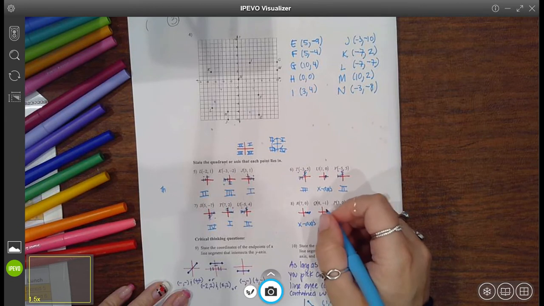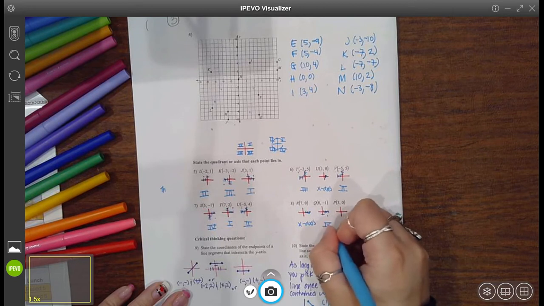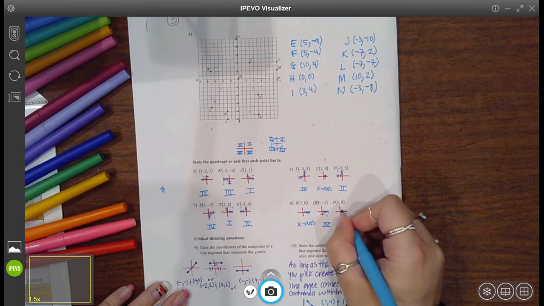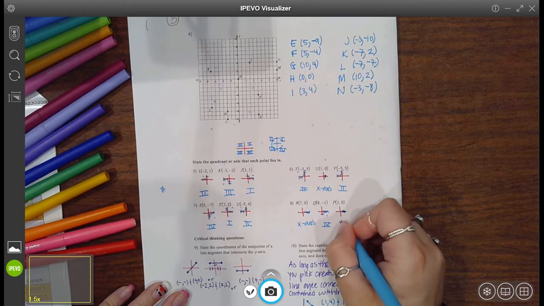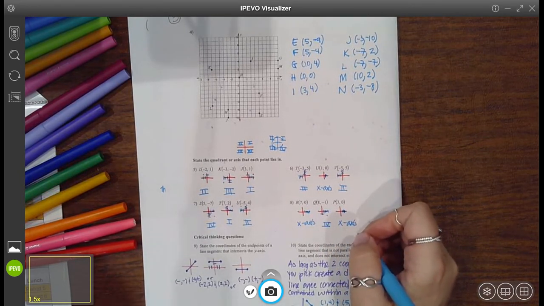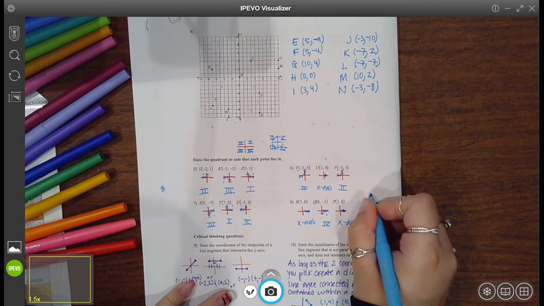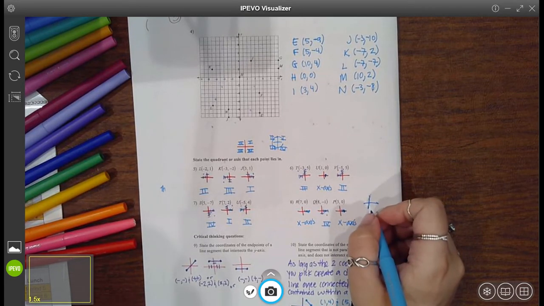This one is to the right and then down. So that is quadrant 4. And then to the right and up nothing. That is the x-axis again. Who can predict, because we didn't do any that were on the y-axis. So in order for it to be on this axis, what would a coordinate point have to look like?